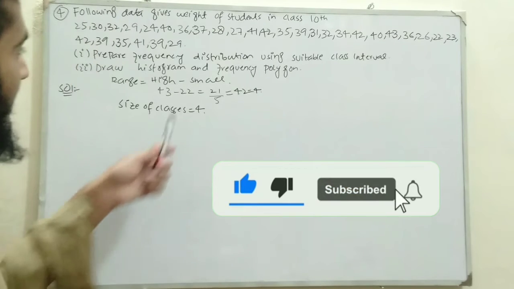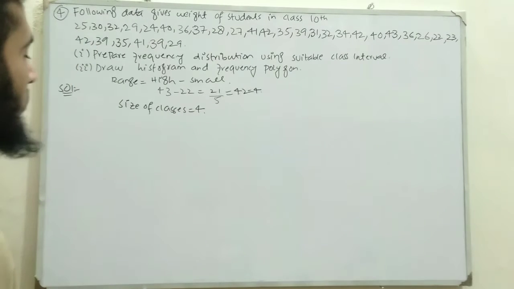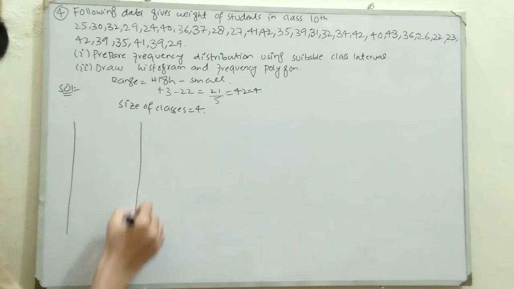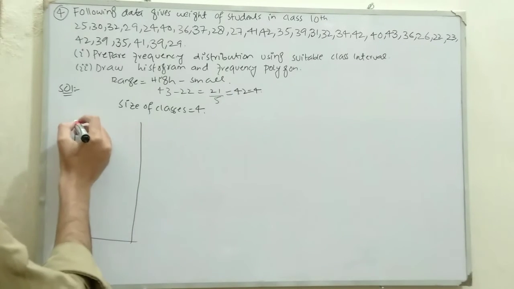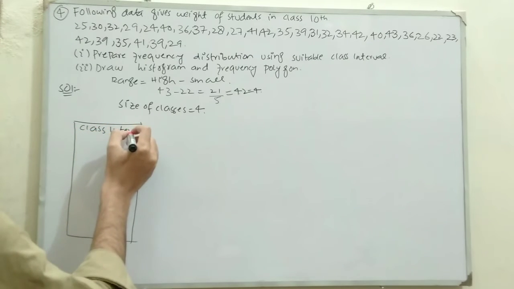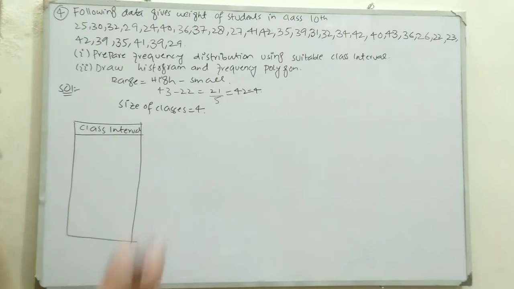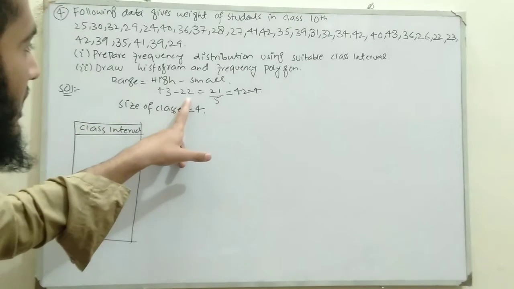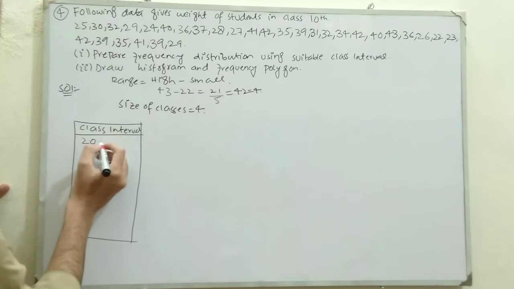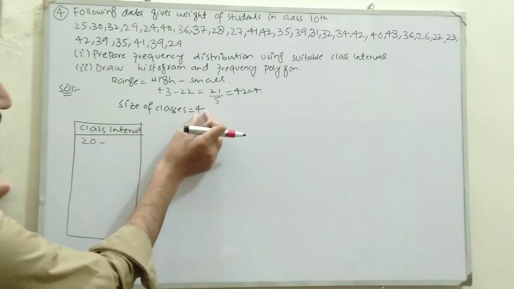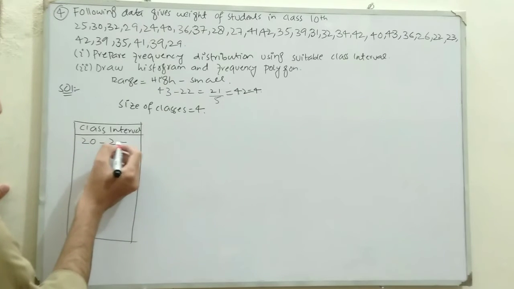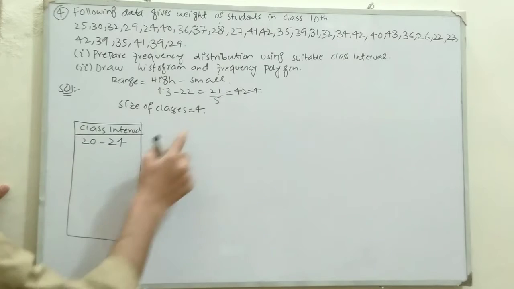Our smallest number is 22 and our highest number is 43. Let's suppose I draw the class intervals over here in a vertical table. This is the class interval, or the class limit. For the first class limit, the smallest number is 22, so let's suppose I start from 20. The class interval size is 4, so the difference between the two numbers must be 4. So here I will take 24, because 24 minus 20 gives us 4.